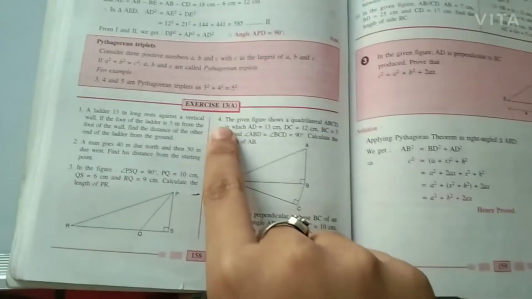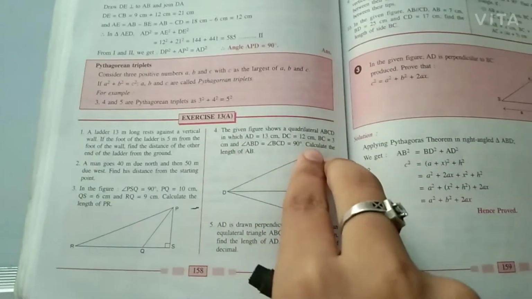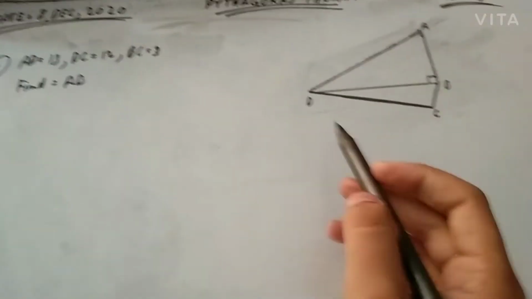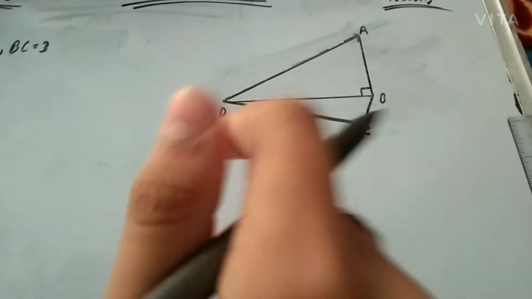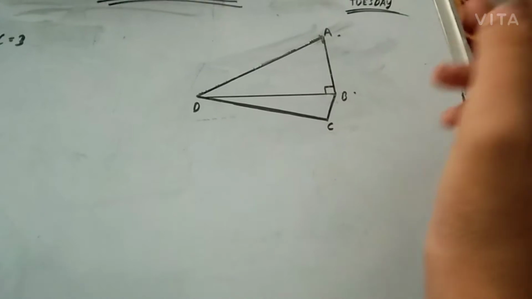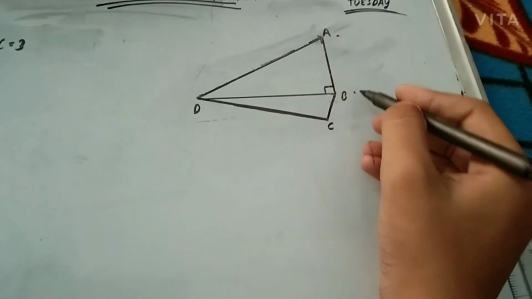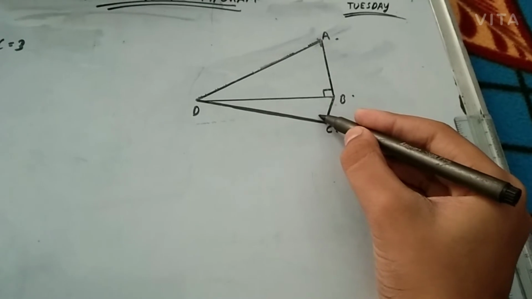Today we have to do question number 4. Okay friends, let's make it on our board and study how to solve it. So friends, this is our figure as shown in the book. In this figure we have two 90-degree angles. One is at the line AB, and the second is at the line BC here.